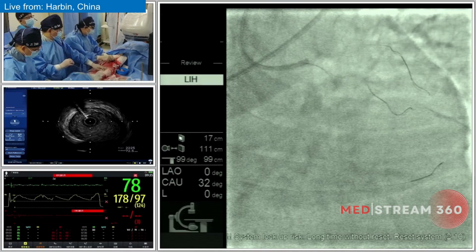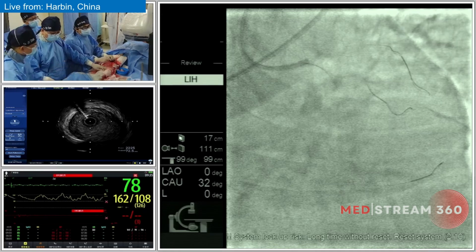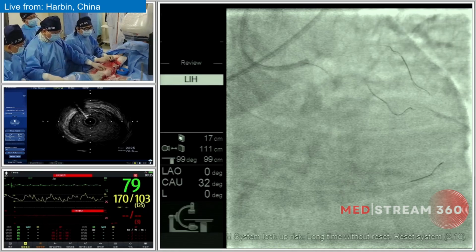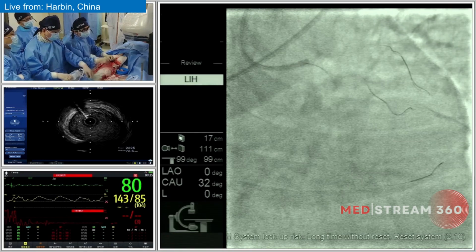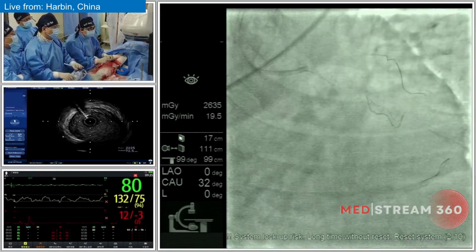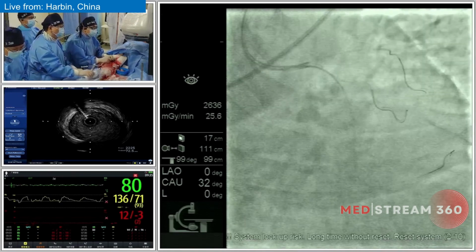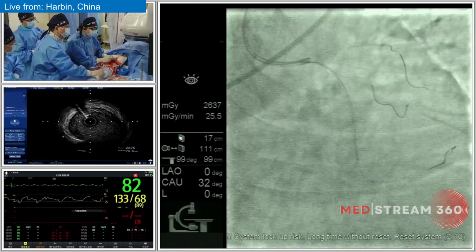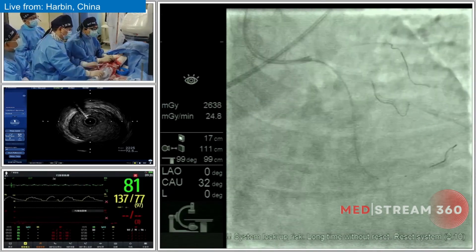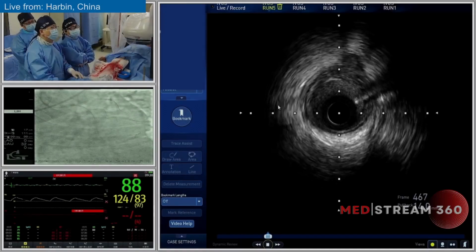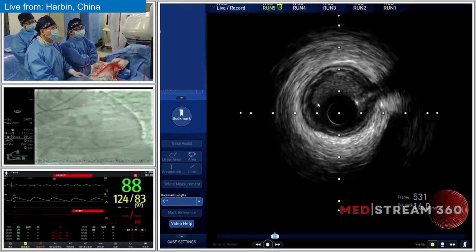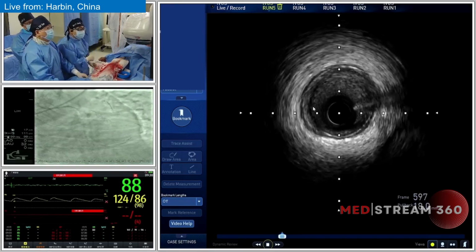From the angiography, we can see the target of the occlusion segment is successfully recanalized, and there is no significant dissection. It's okay. 2.5 or 3.0? 2.5. 2.5. Okay.